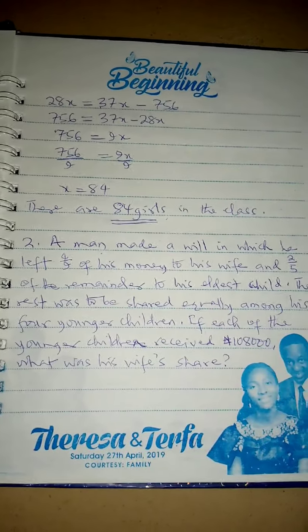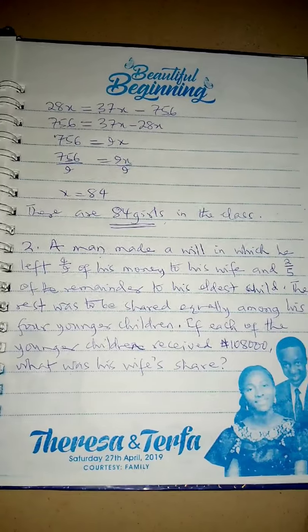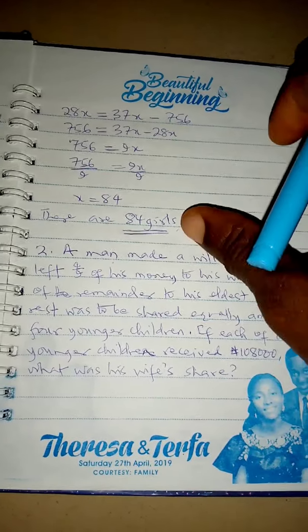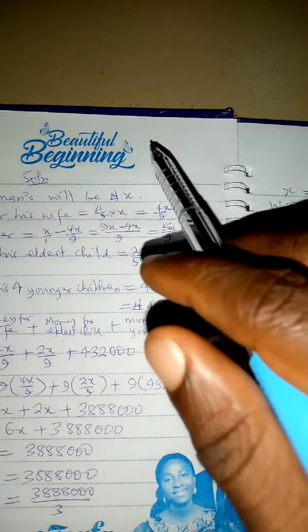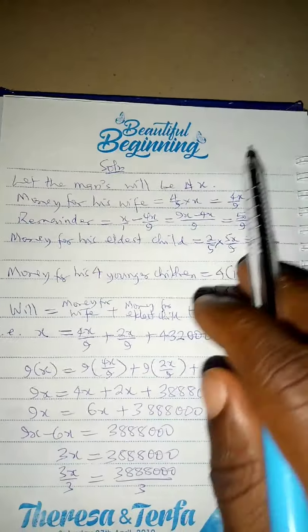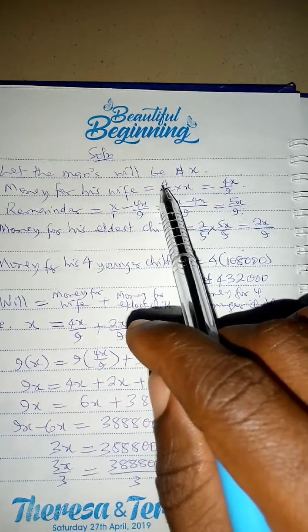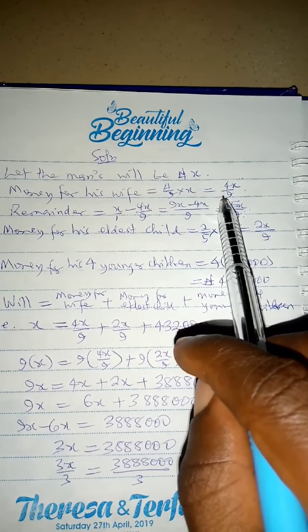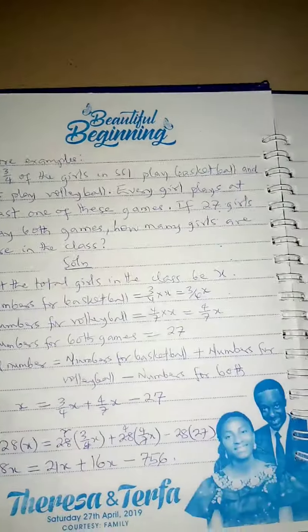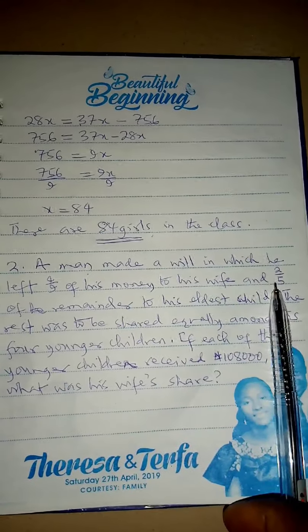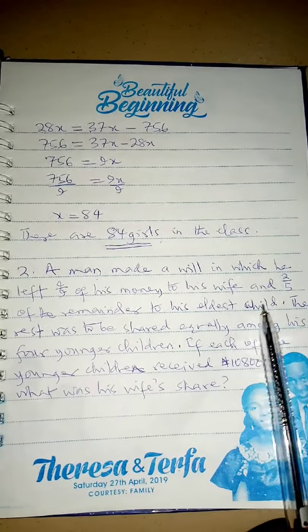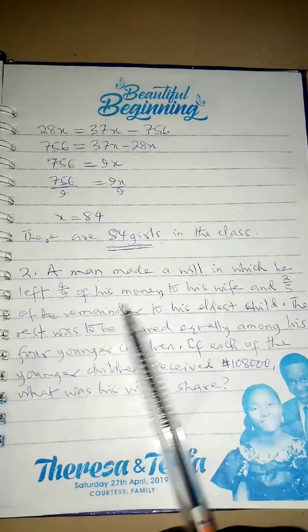Before we calculate the wife's share, let's first get the total money for the will that all of them shared. Let's call that X. So the total money is X. Now the money for the wife was 4/9 of the total money. That's 4x over 9. Now when you continue, they said 2/5 of the remainder to his eldest child. Not just 2/5 of the money, but 2/5 of the remainder.